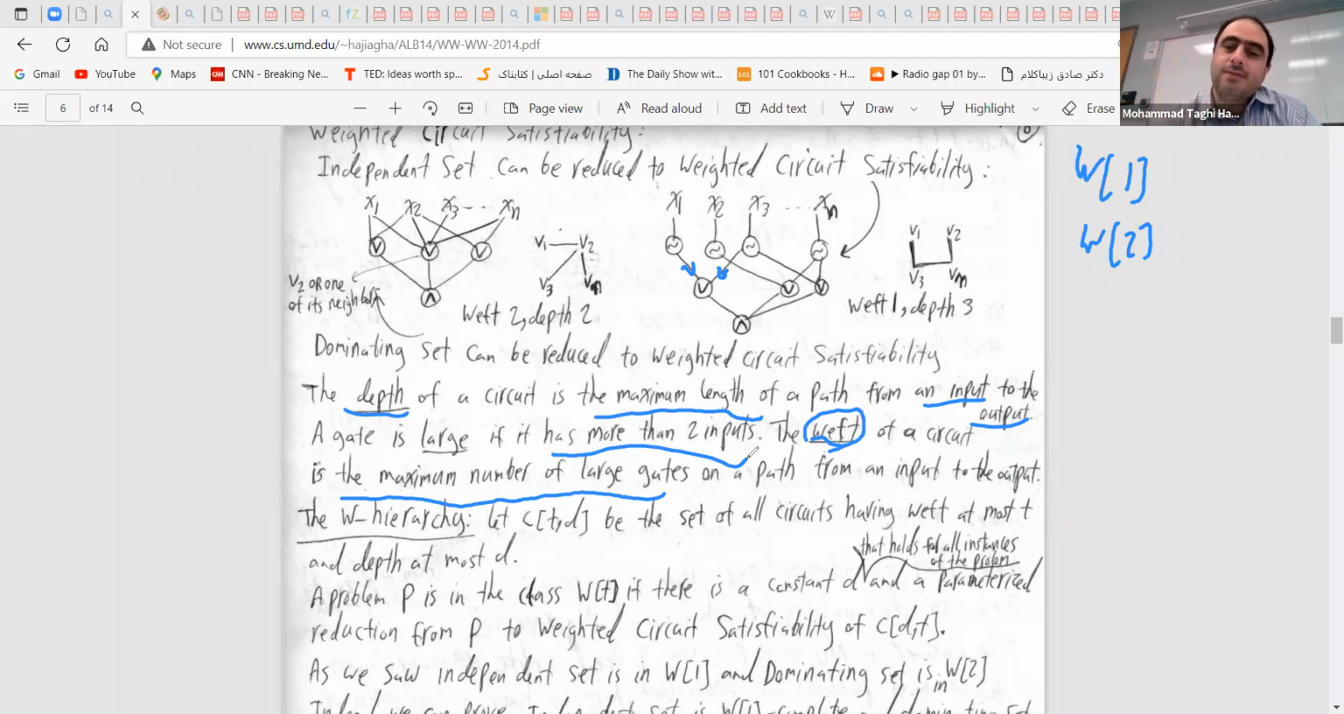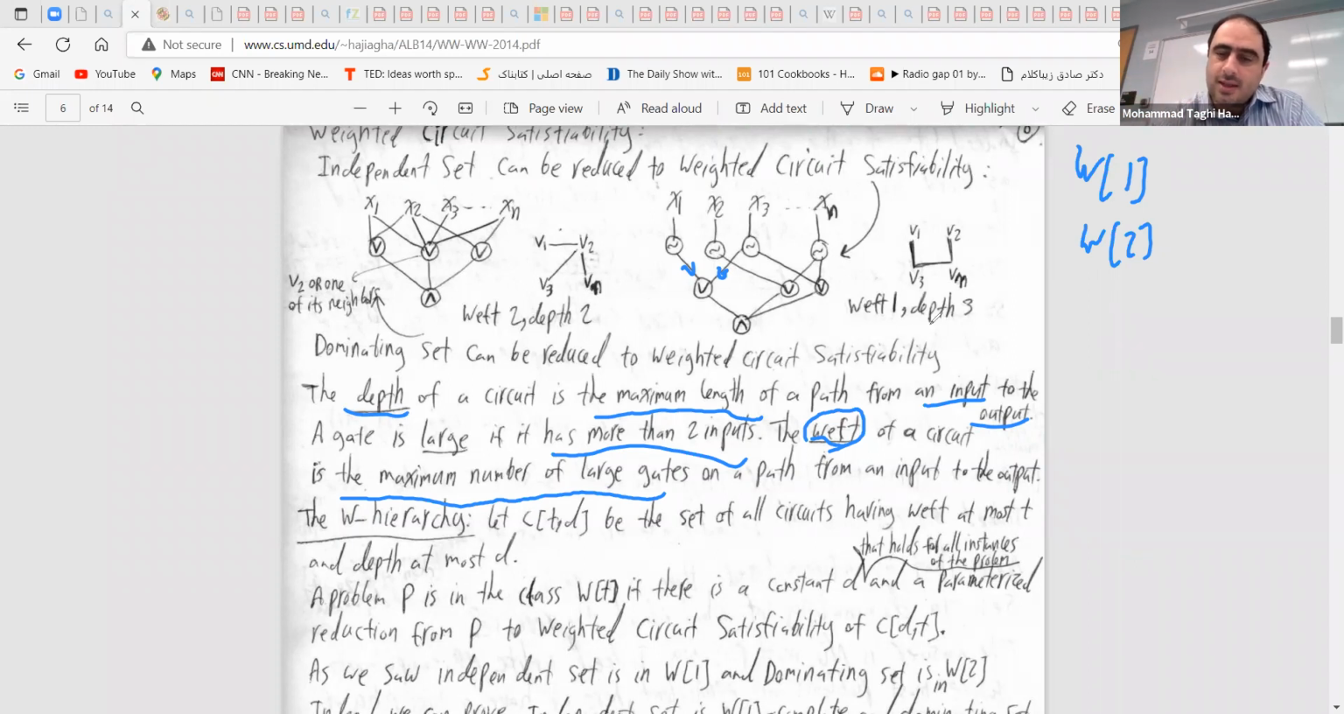The same way that we define the depth of a circuit, we can define the width of a circuit. In the depth, we are counting every gate. In the width, we only count the number of large input degree gates, and large here means greater than 2. Let's see an example here.